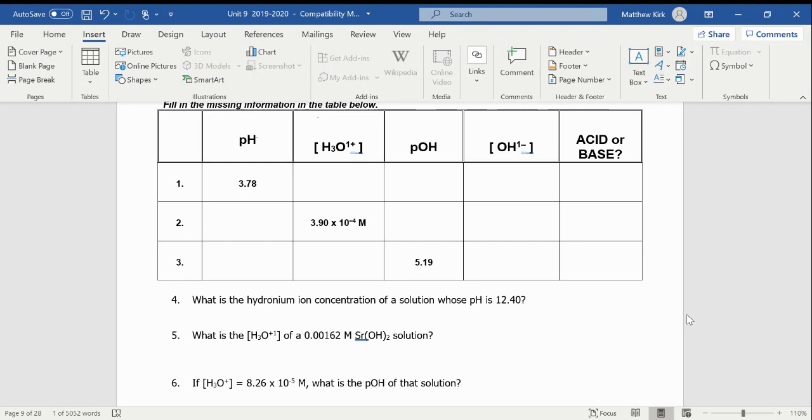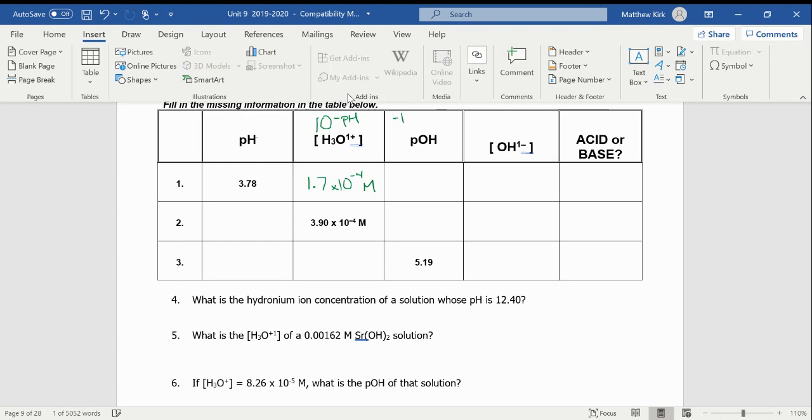Okay, so maybe just a little reminder here. Our H3O plus is just done by doing 10 to the negative pH. Well, look what we're given here. We're given our pH. So I'm going to go 10 up to the negative 3.78. And again, I'm only going to worry about 2 sig figs on this because there's just 2 there. So 1.7 times 10 to the negative 4th molar. All right, easy, right?